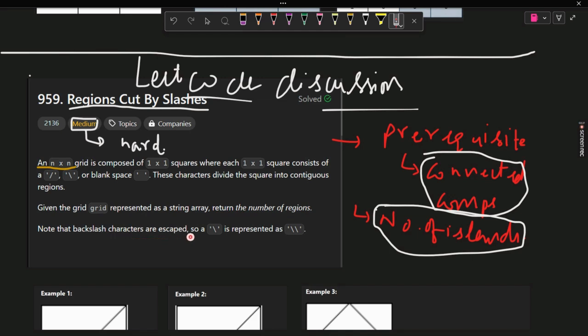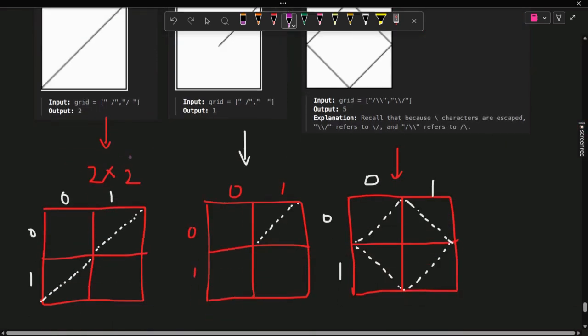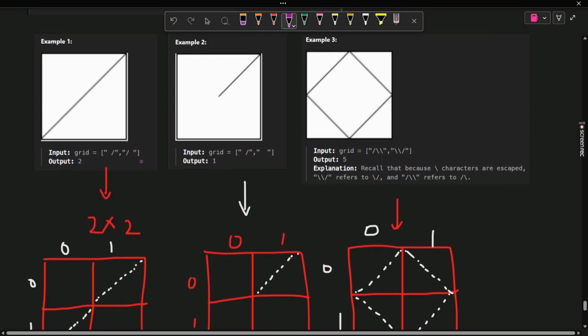Backslash is an escape sequence, we all know. So to represent a backslash, we write a double backslash, as we all know in C++. So first of all, let's understand from the test cases. I have already drawn the visualization of all these given test cases.